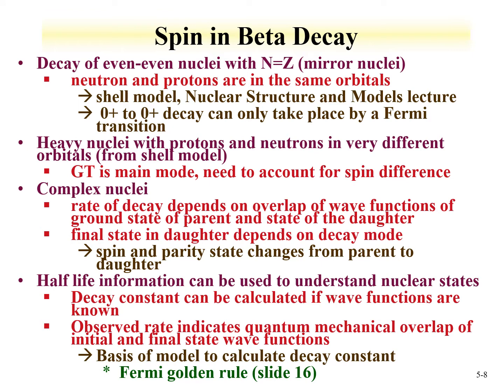So I can get half-life information from this. I can also use the half-life information to understand nuclear states. I can calculate the decay constant if the wave functions are known. So an observed rate indicates the quantum mechanical overlap of the initial and final states of the wave functions. And we'll get into this in more detail when we discuss Fermi's golden rule, where Fermi came up with an equation to describe the decay constant based upon these initial and final wave functions and their overlaps.